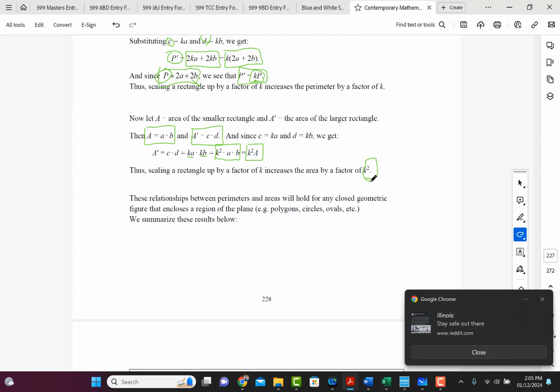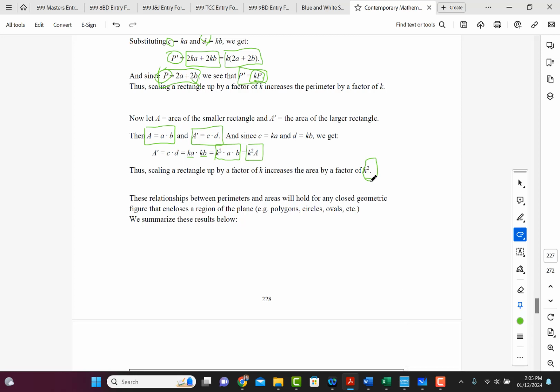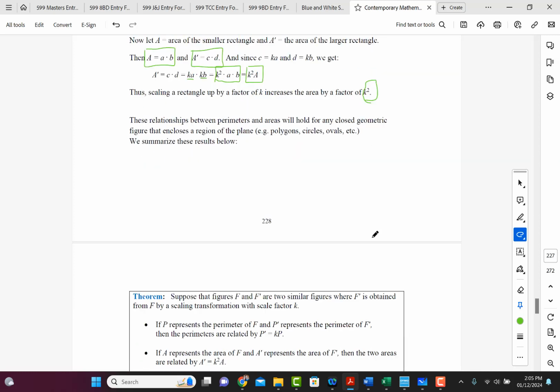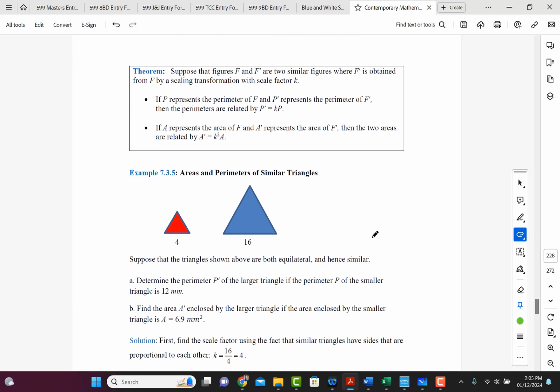Now these relationships between perimeters and areas will hold for any closed geometric figure that encloses a region of the plane. In other words, for example, we have polygons, circles, ovals, triangles, rectangles, diamonds, trapezoids, whatever. Okay, so now we're going to summarize these results below. So here's what we have.